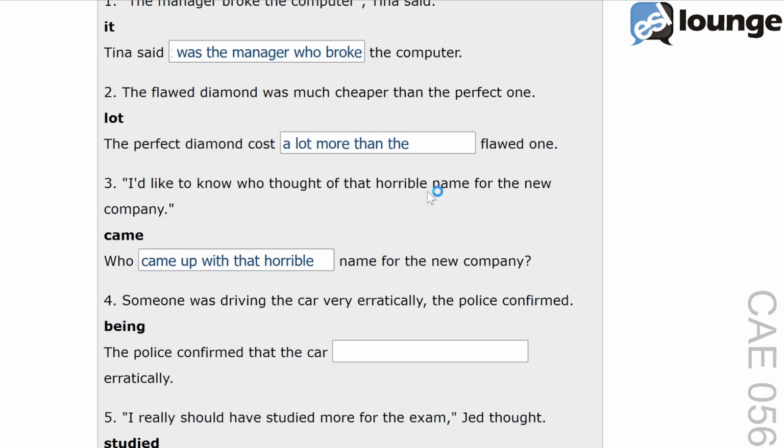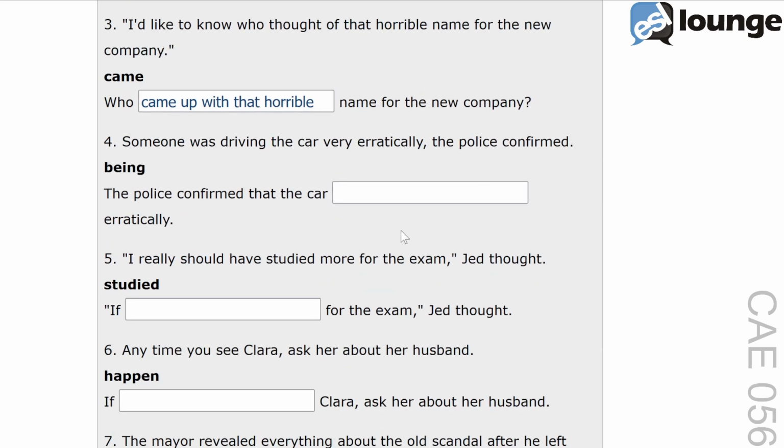Moving to number 4. The original sentence is, "Someone was driving the car very erratically," the police confirmed. The keyword is "being". And the second sentence is, "The police confirmed that the car blank erratically." The correct answer is, "The police confirmed that the car was being driven very erratically."